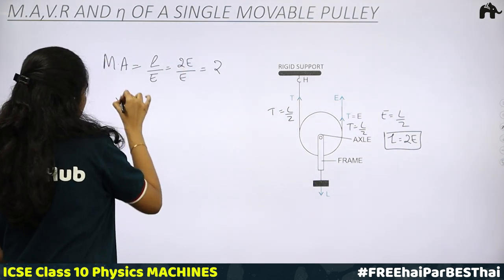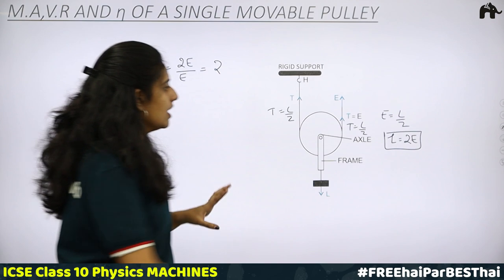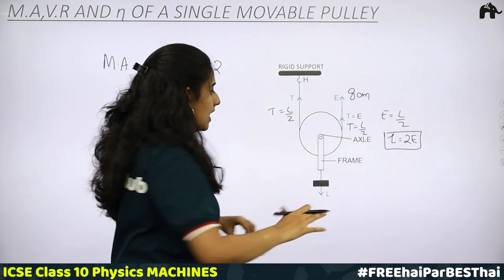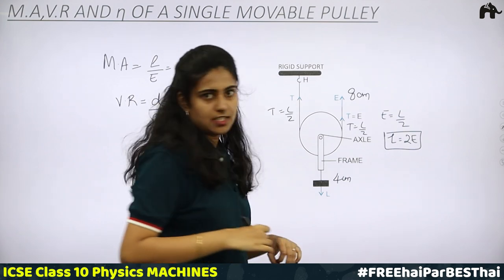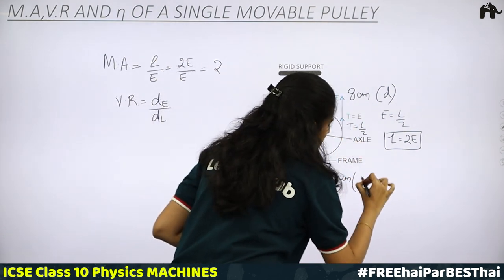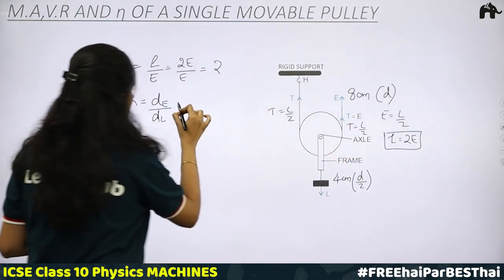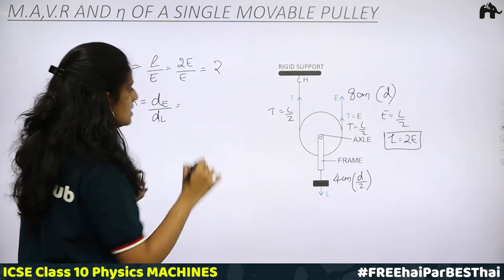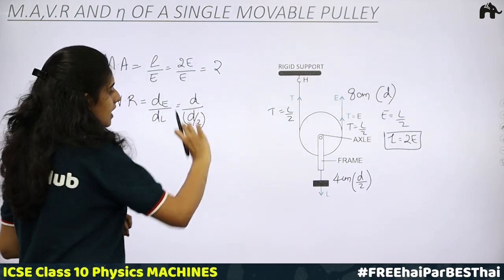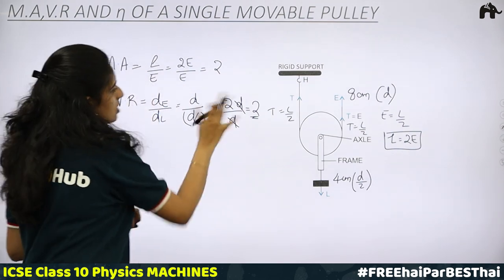Okay. Next, to find the velocity ratio. Velocity ratio is the distance moved by effort divided by distance moved by load. Here, if you are moving the effort by 8 centimeter, okay, you are pulling it by 8 centimeter, then the load will be moving only through 4 centimeter. Or if d is the distance that is moved by the effort, then the load will be moving only a distance of d by 2. Okay, d by 2 will be the distance. Clear? So distance moved by effort is equal to d, and distance moved by load is d divided by 2. Taking the reciprocal, you will be getting 2d by d. The d's get cancelled, answer is 2. Velocity ratio is also equal to 2.